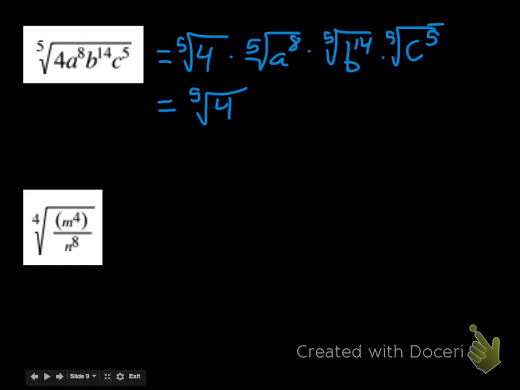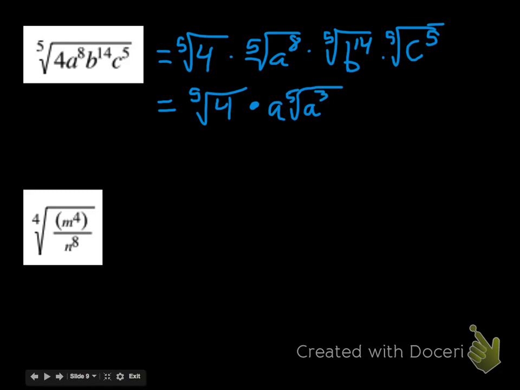Okay, 5th root of a to the 8th. Well, remember, a to the 8th means I've got 8 a's lined up there, right? I'm looking for sets of 5 a's. So if I took out one set of 5 a's, how many a's will I be left with on the inside of the root? 3. Yeah, I'll just have a cubed, right? So make sure that you be careful.